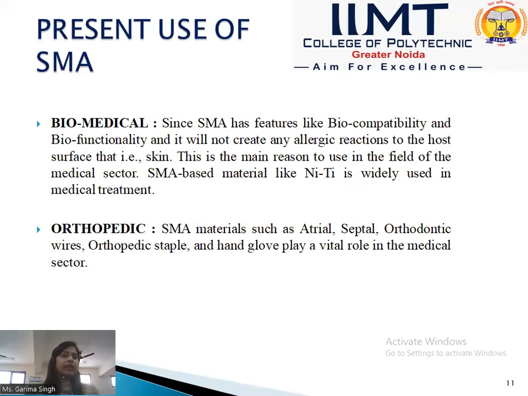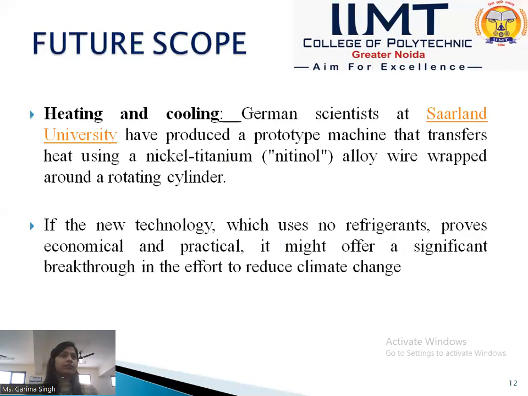Next is orthopedic SMA, such as atrial septal and orthodontic wires. Orthopedic staples and gloves play a vital role in the medical sector. All these are examples of SMA materials which are presently widely used in our industries, and these are helping a lot in human lives.